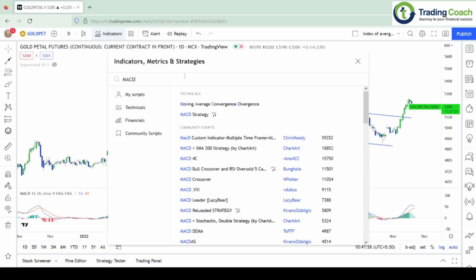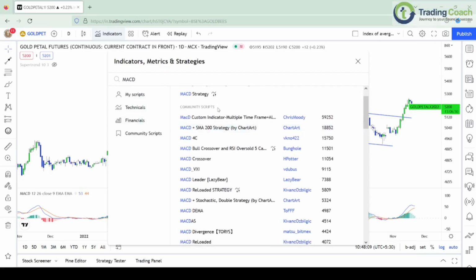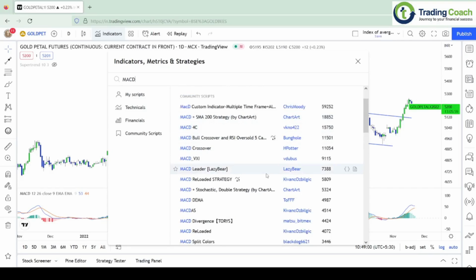Once I type MACD, you can see these are the inbuilt indicators that appear under technicals. Rather, I'll go to the community scripts. I'm going to choose an indicator from this particular list. When I scroll down through the list, let me put a star mark here so that it will be in my favorites.